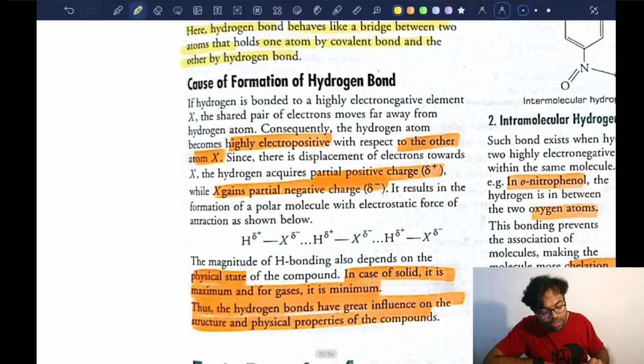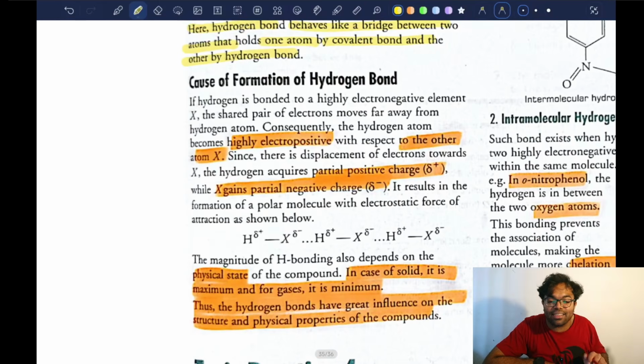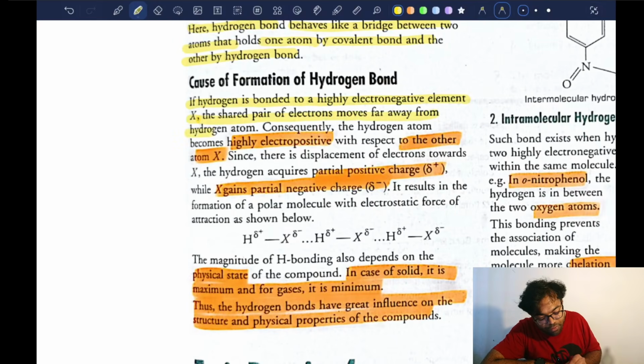Now, what is the cause of formation of the hydrogen bond? It is exactly as I said before. If hydrogen is bonded to a highly electronegative element, say X, like nitrogen, fluorine, or oxygen, they are electronegative elements, right? The shared pair of electrons moves far away from the hydrogen atom because they are more selfish. They would rather keep the bonded electrons with them. Consequently, the hydrogen atom becomes highly electropositive with respect to the other atom X.